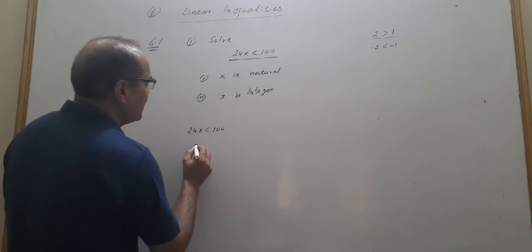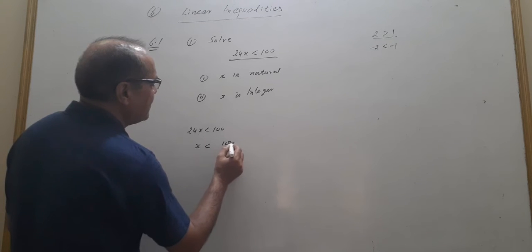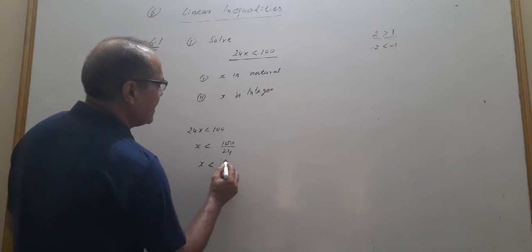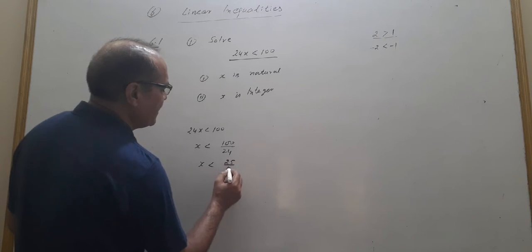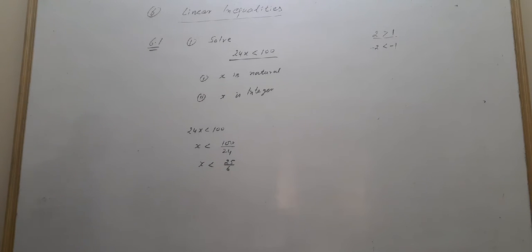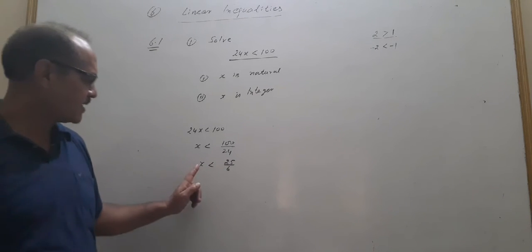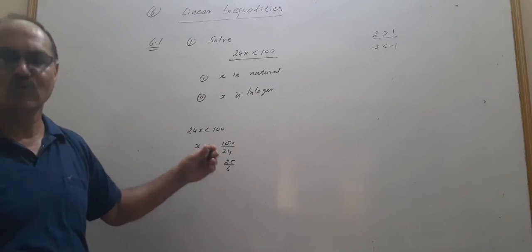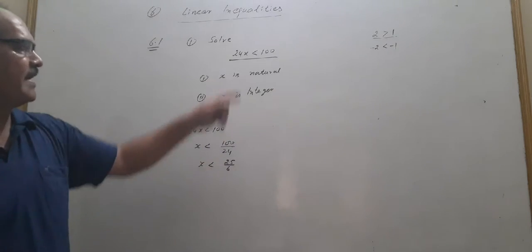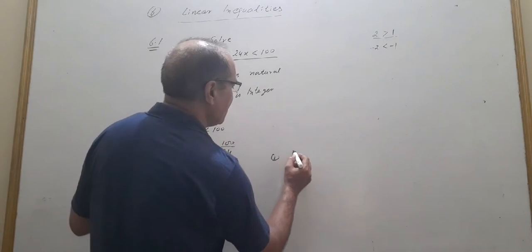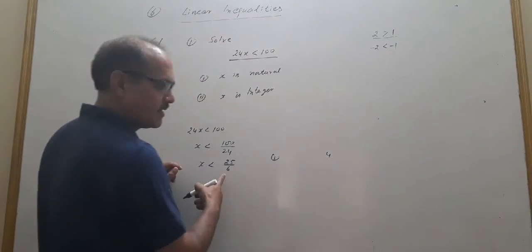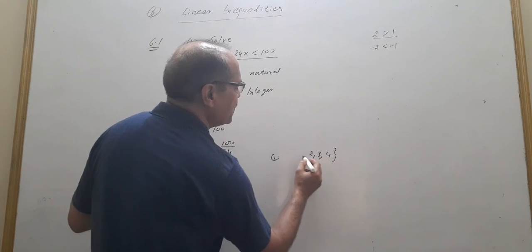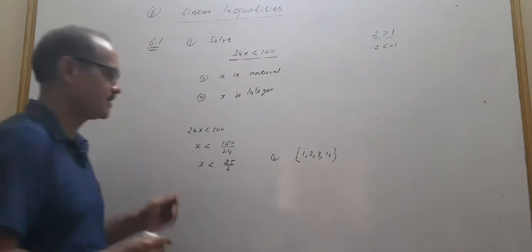Now 24, that is x less than 100 by 24, or you can write it as x less than 25 by 6. No need to further solve it because we have to write the solutions of x in both the cases. As x is less than 25 by 6, that means less than 4 point something, and a natural number. Therefore, in the first case, the answer will be 4, natural numbers less than 4, put the curly brackets, and then 3, then 2, then 1, because the least natural number is 1.